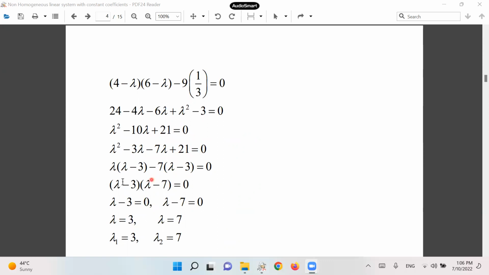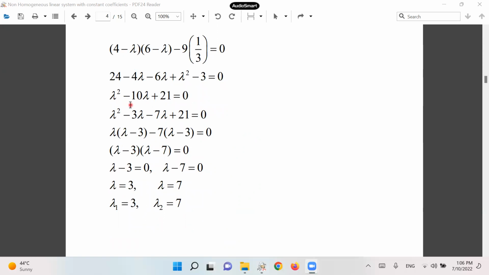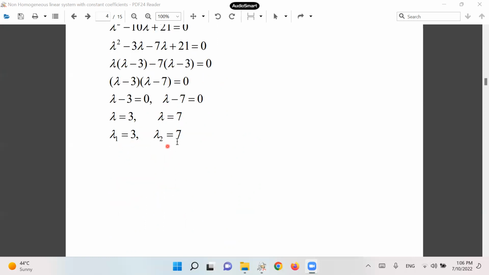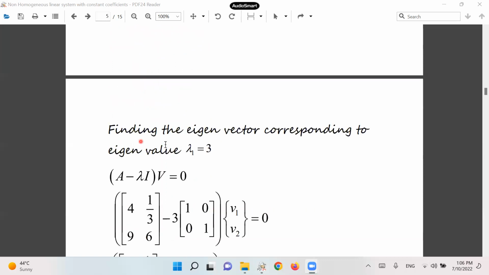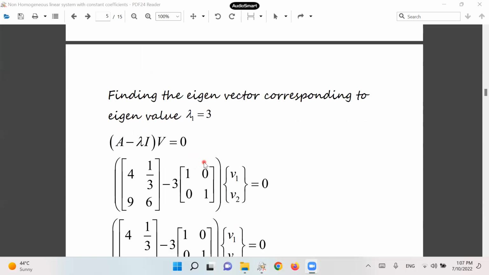Now we have to find the eigenvalues. In order to find them, we factorize this equation, and after making the factors, we get λ1, the first eigenvalue, equal to 3, and λ2, the second eigenvalue, equal to 7. Now we find the eigenvector corresponding to the eigenvalue λ1 = 3.